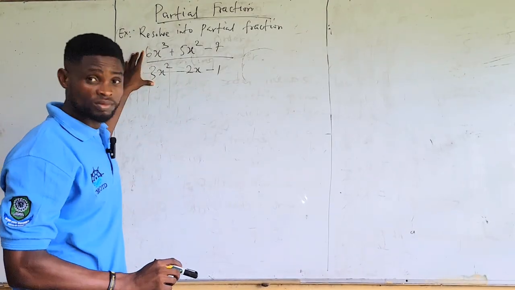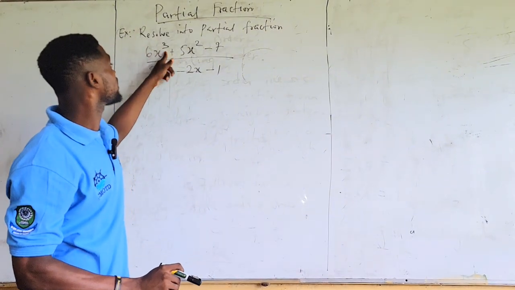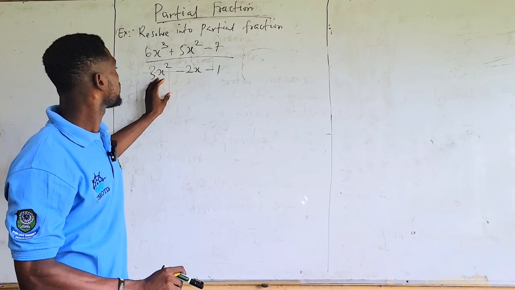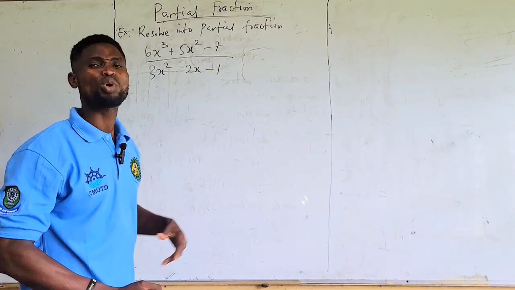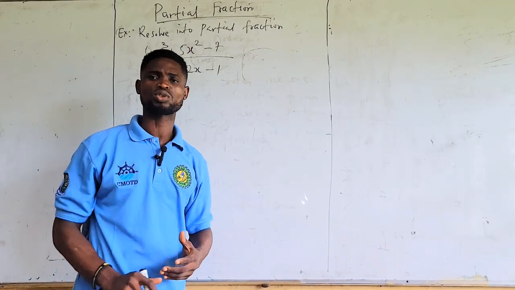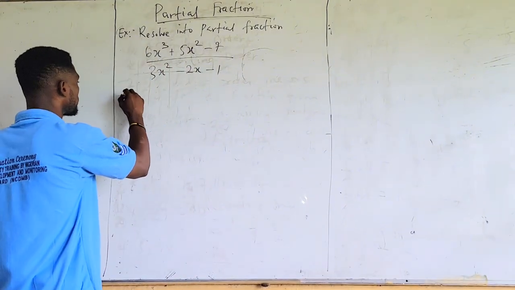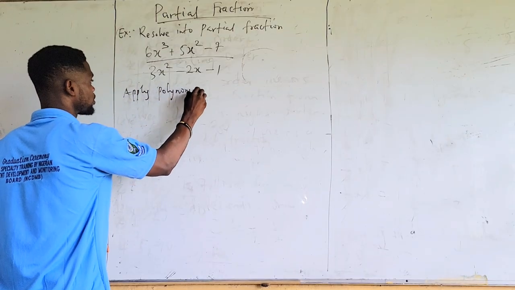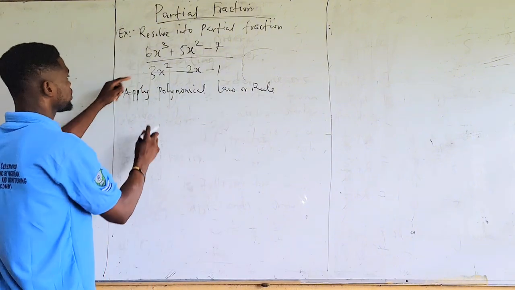But if you look at this equation, it has a 3-degree polynomial, that is cube, and the denominator also has a 2nd-degree polynomial in fraction. So what do you do? First of all, you need to resolve this equation. And how do you resolve the equation? You will apply the law of polynomial. Now, if you apply polynomial law or rules, we have this one.